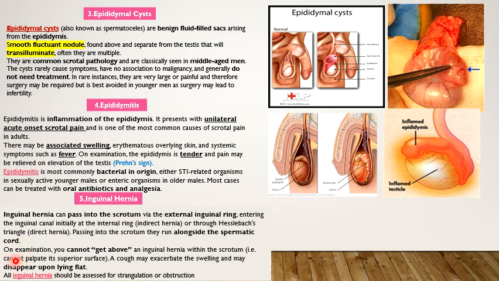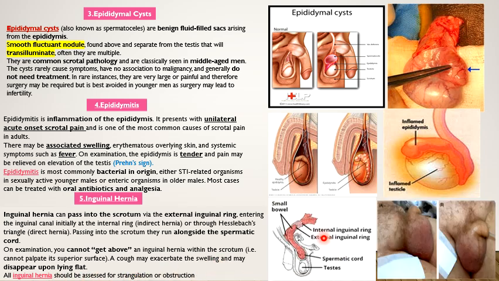And usually there will be a positive cough impulse, and the swelling becomes worse on standing and reduces on lying down. And as this is a hernia, it is very important in all such cases to assess for strangulation and obstruction.